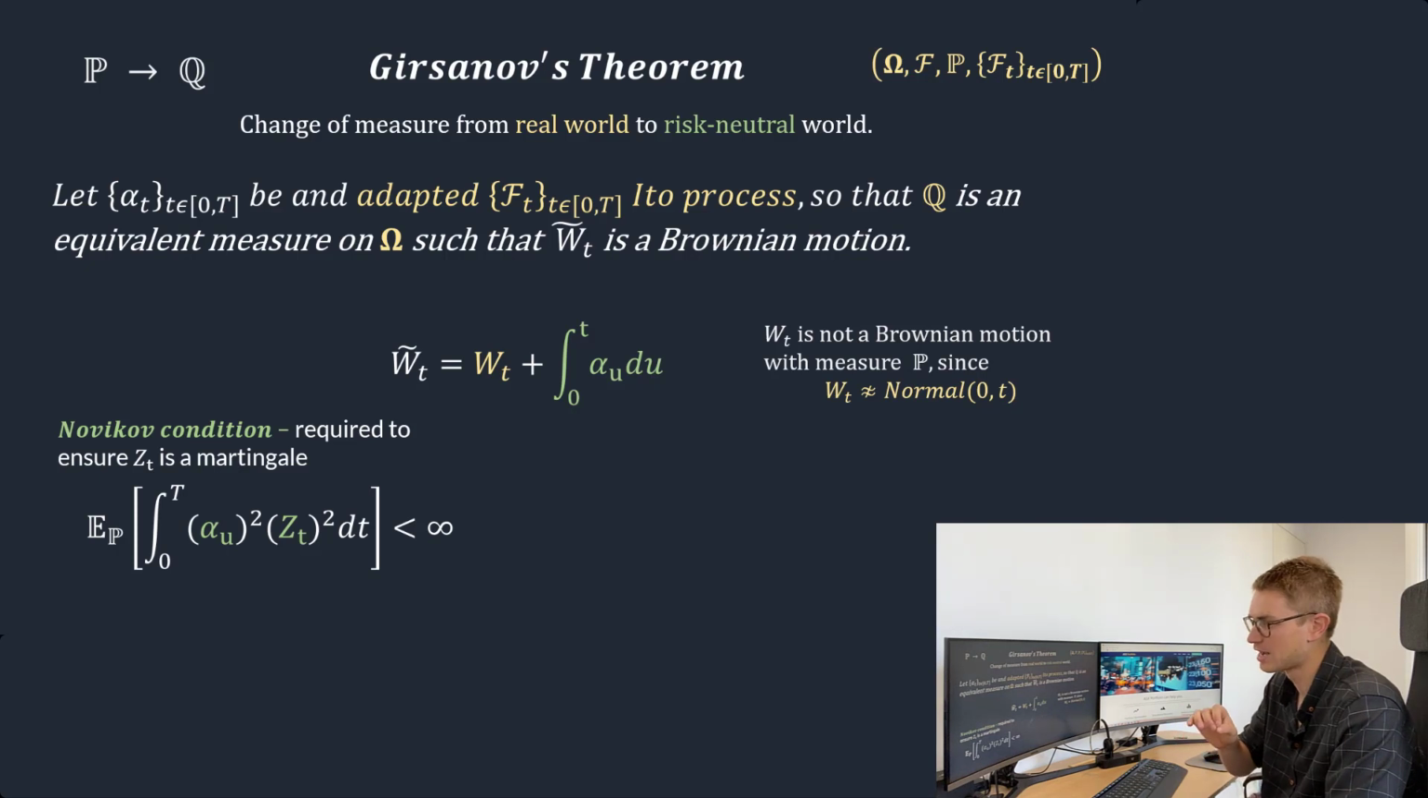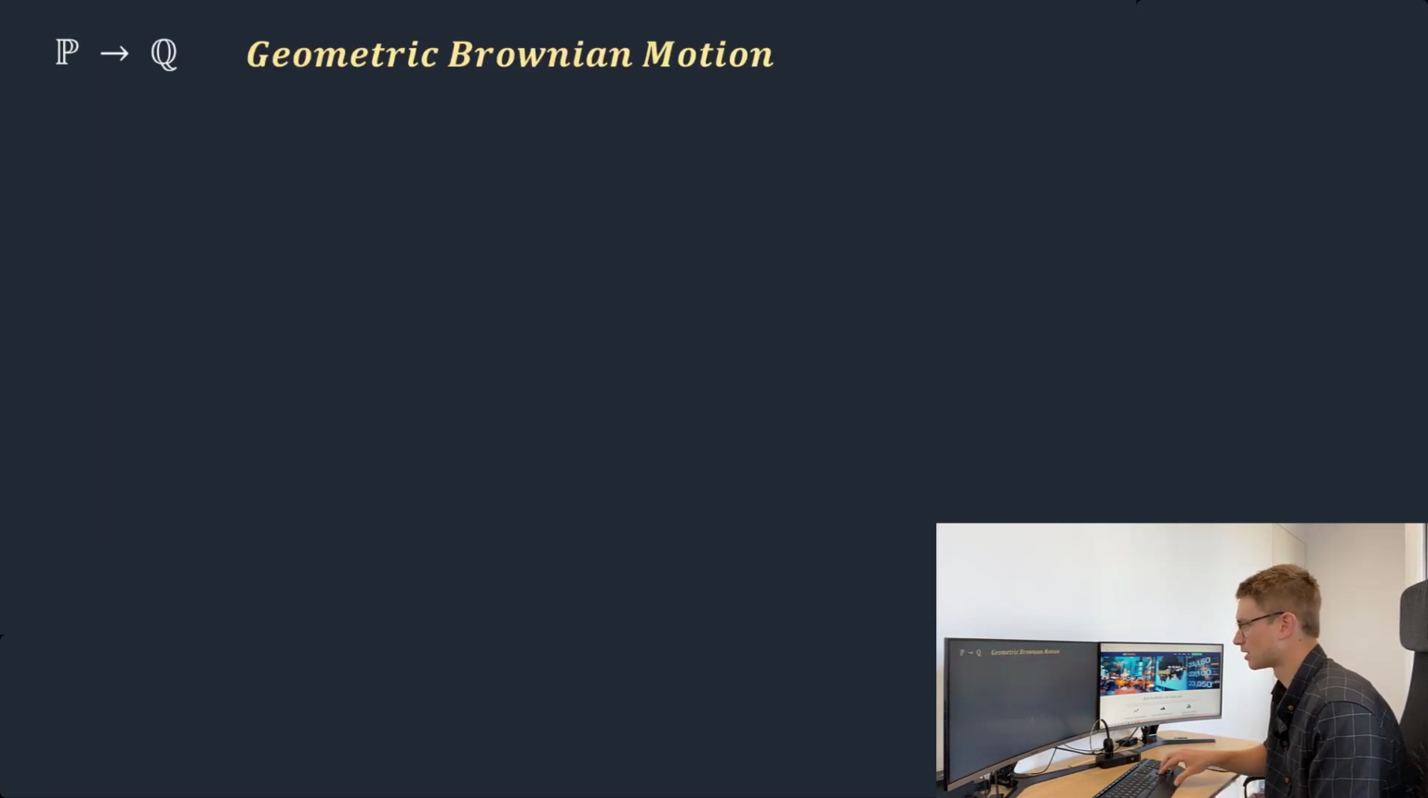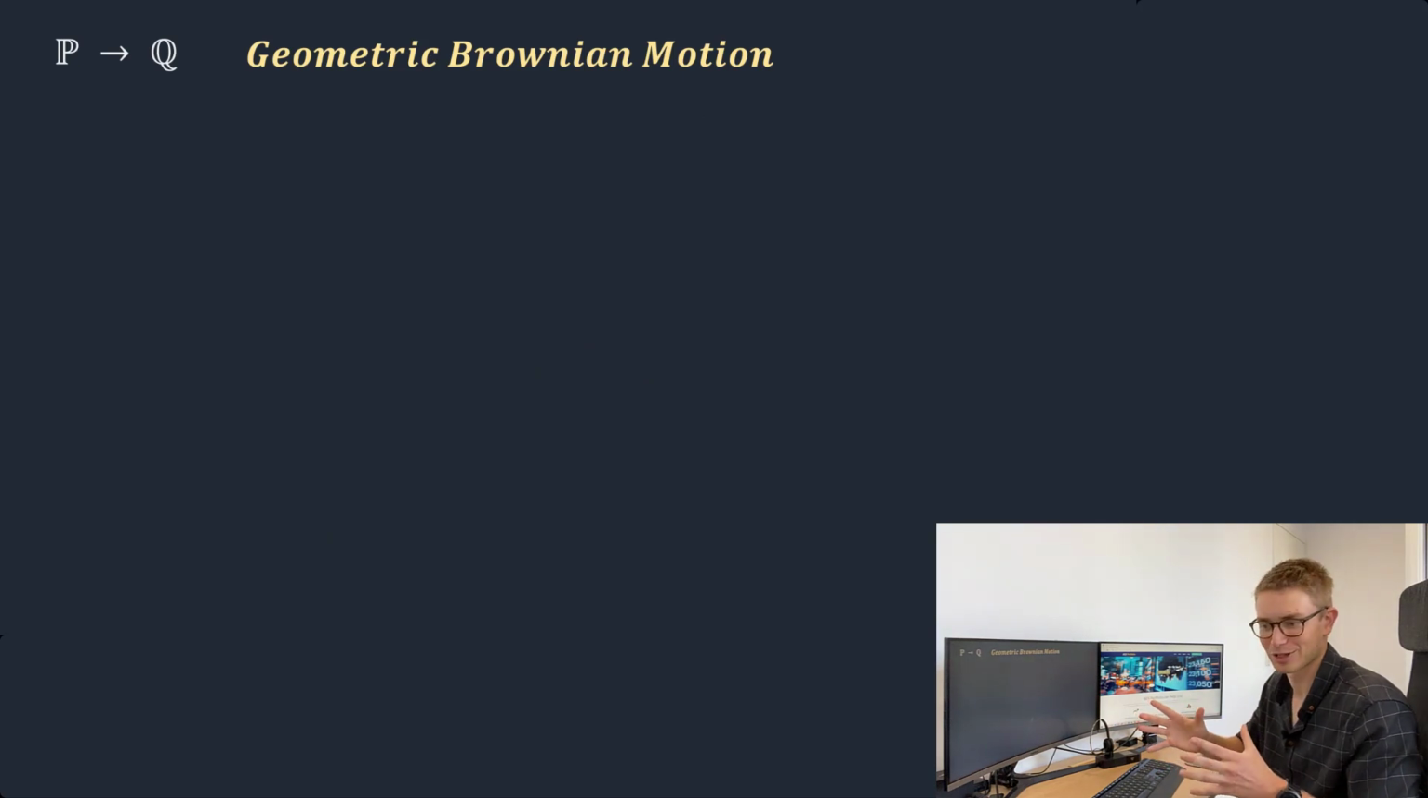There's one really important condition, the Novikov condition, and all this is required because we need to ensure that that Radon-Nikodym derivative is actually a martingale. So that's just this complex expectation here over the time period that you can see. It means that the exponential of the squared process is finite. So that's a very important statement, and it's required just to ensure that this ZT process is actually a martingale. That was very theoretical.